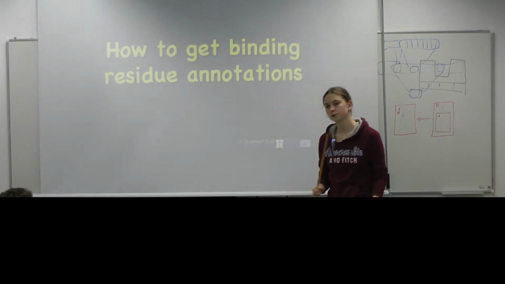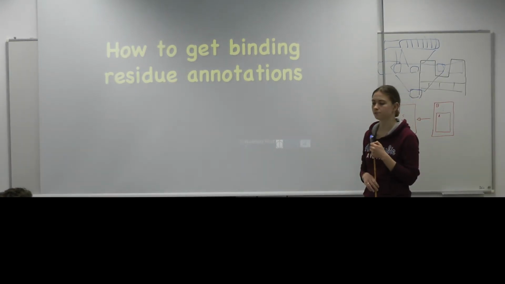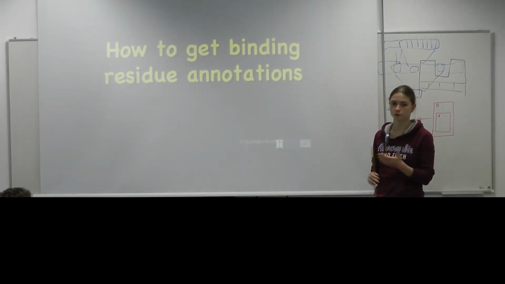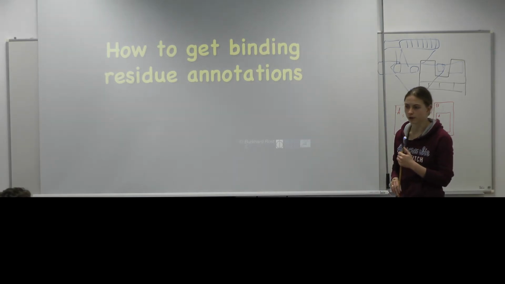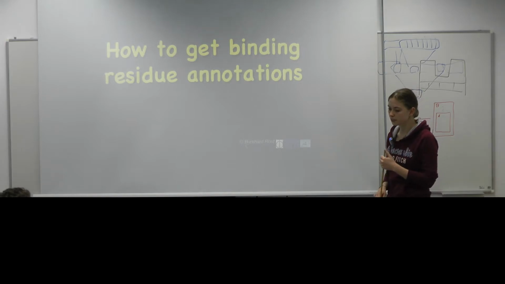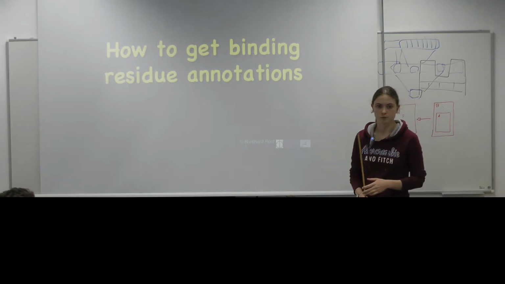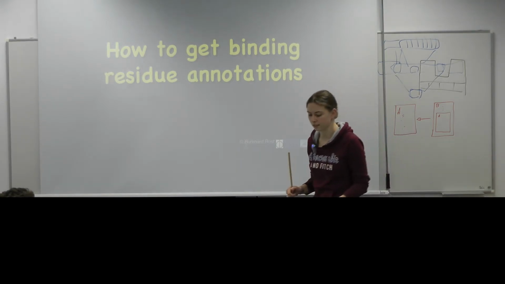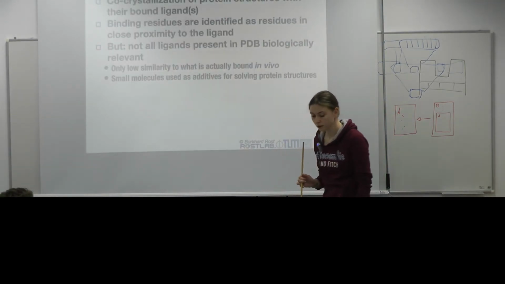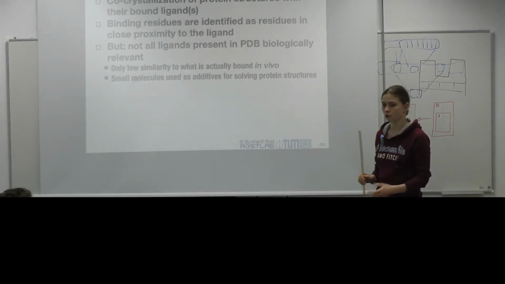The thing now is, if you want to predict binding residues, we usually want to go for a machine learning approach, and then we need a labeled data set, so we need to know binding residue annotations for our proteins. And that's mainly the difficult part about binding residue prediction, because getting these annotations is not as easy as for other cases. So the first point to go to is, as always, PDB.